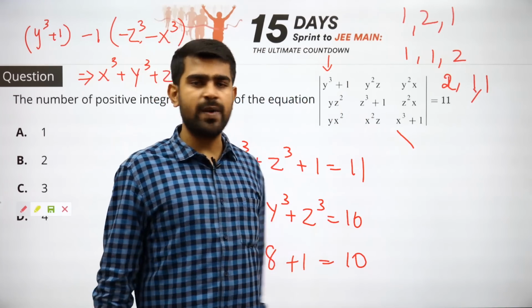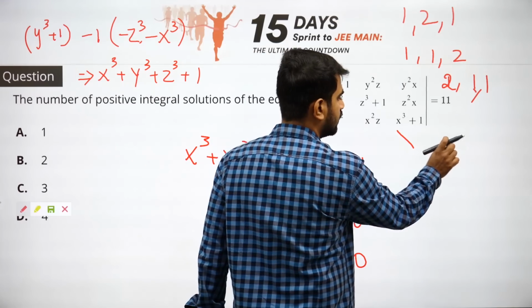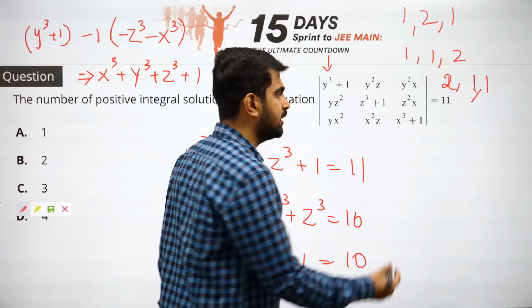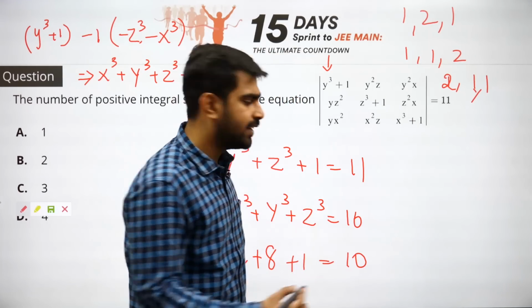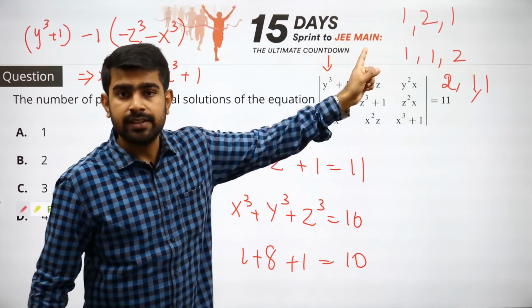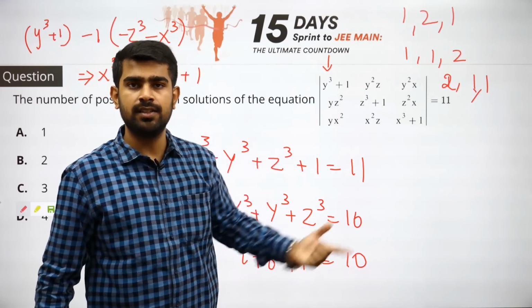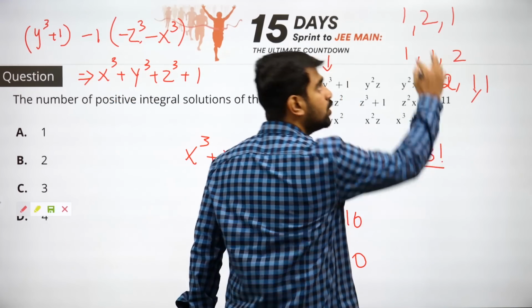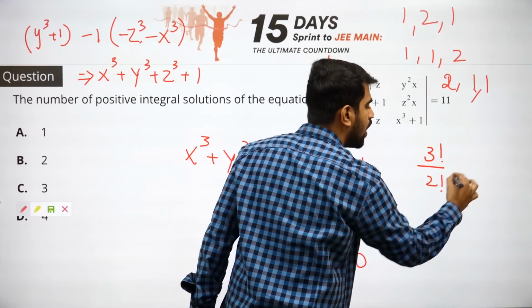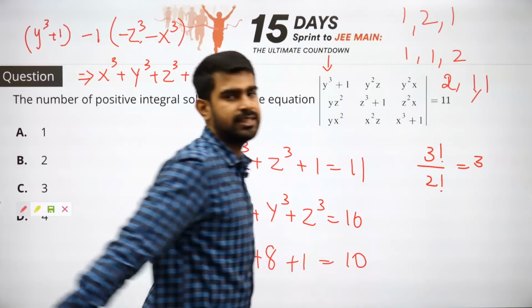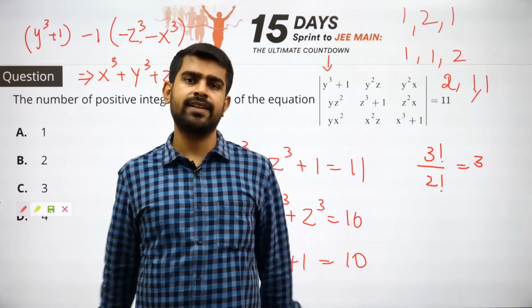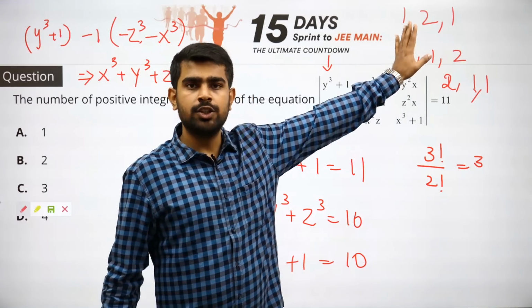Or if you want to do it the other way, you can do it by this method. What is that method called? Permutation and combination, you have learned, right? There are three objects. How many ways can I permute them? That is going to be 3 factorial. But 2 are identical, so my answer is going to be 3. You can do it that way also. That is also totally fine. Either this or that, you should be clear.